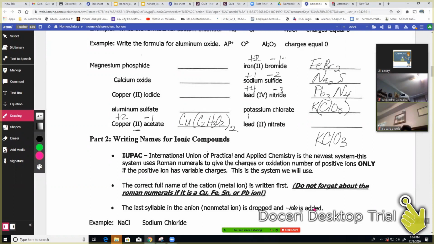So here we had +2. Nitrate is -1. I always forget nitrate. So, for this one we had to have our parentheses because we were putting a 2 on the outside. If you're not putting this up, you don't have to, but it's not going to be wrong if you do.